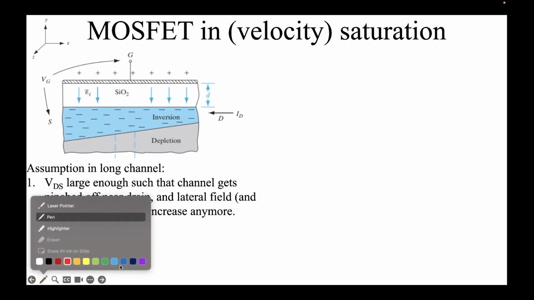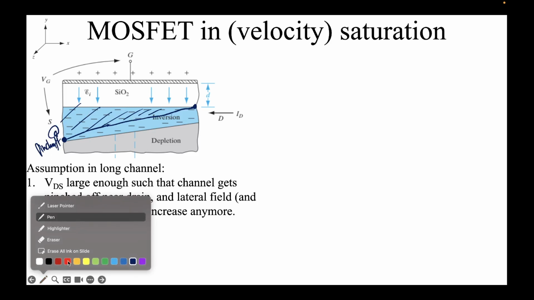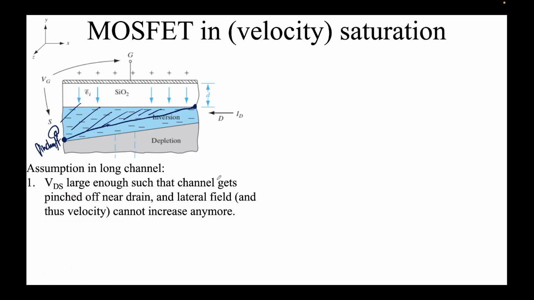The interface between inversion and depletion that you are seeing will now become something like this. And here, right at the drain, it becomes pinched off. So now this will be the new inversion region at pinch off. What's happening here is that the lateral field, that is the field in your x direction between drain and source, cannot increase anymore. If you increase the bias, this point just keeps shifting to the left. We'll talk about this today.